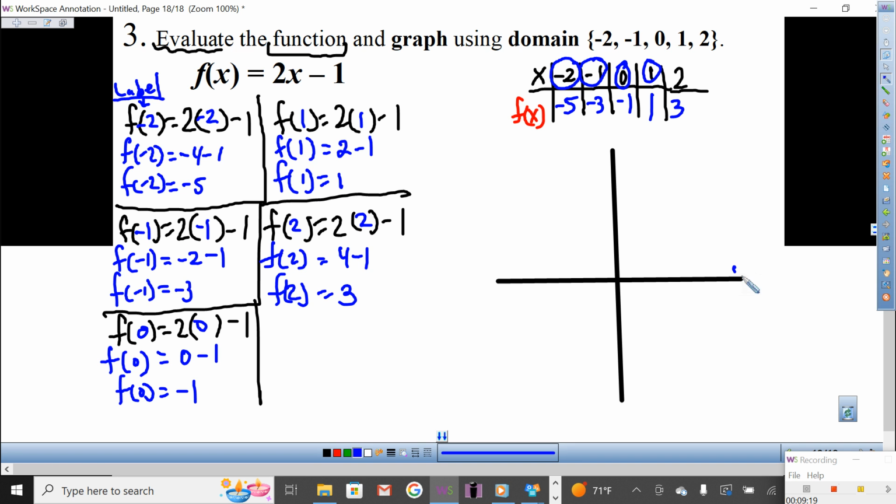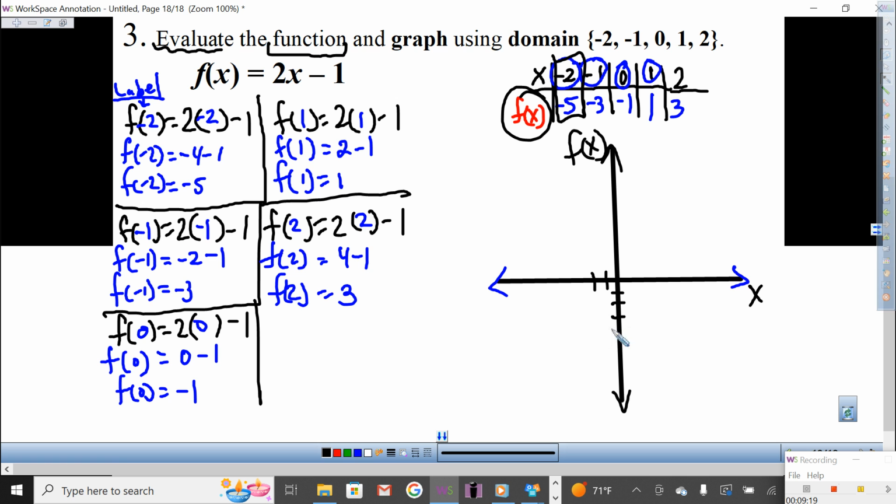All right. So this we know is our x, and this we know is our y, but now instead of y, what do we have? F of x. Yes, that is correct. All right, so let's graph this. First point is -2, -5. -2, 1, 2, 3, 4, 5. Next one, -1, -3. -1, 1, 2, 3. Next one, 0, -1. Next one, 1, 1. Next one, 2, 3.